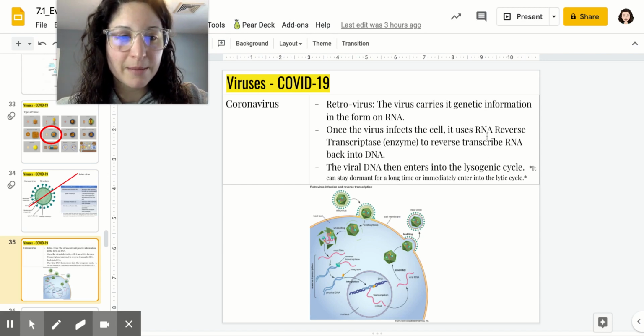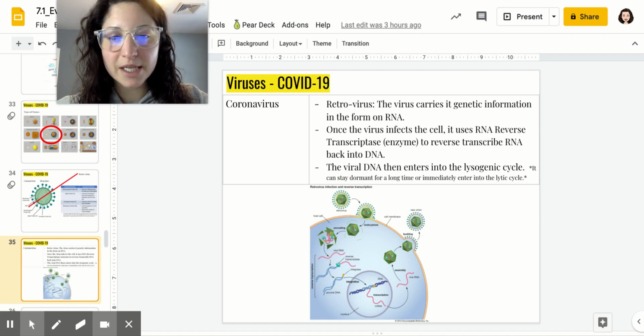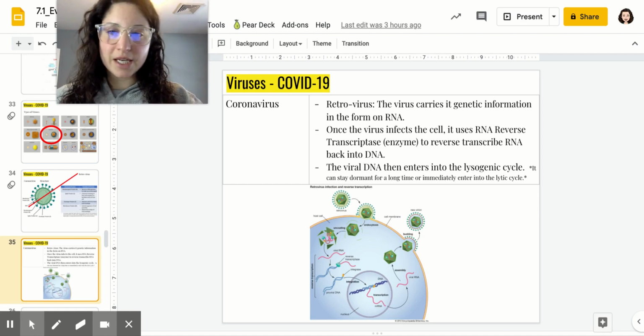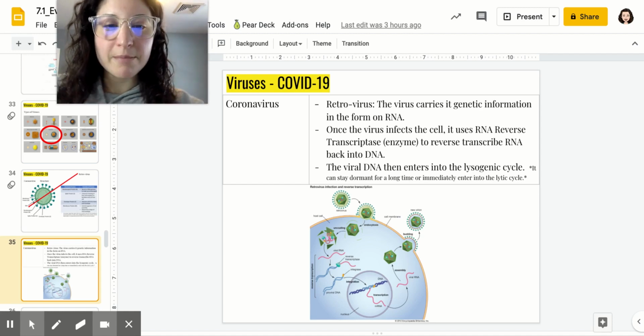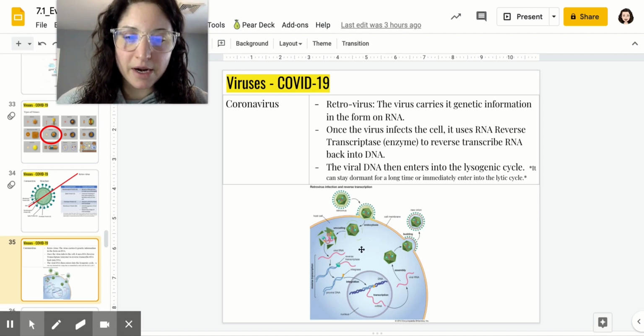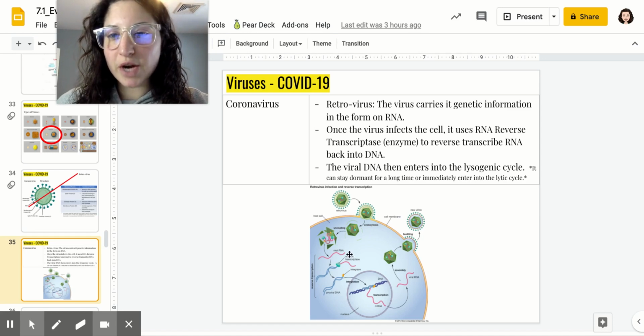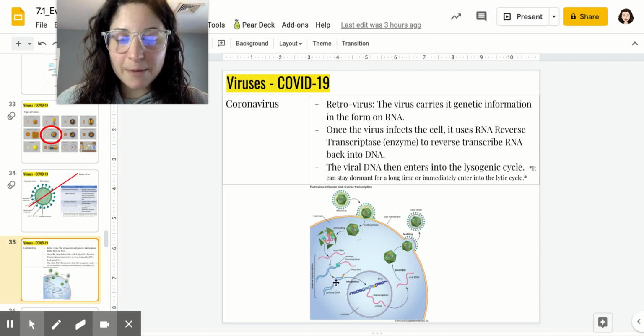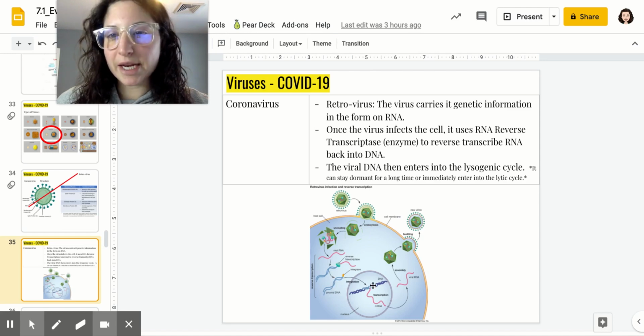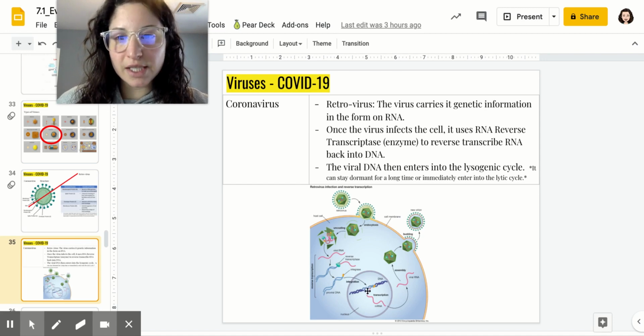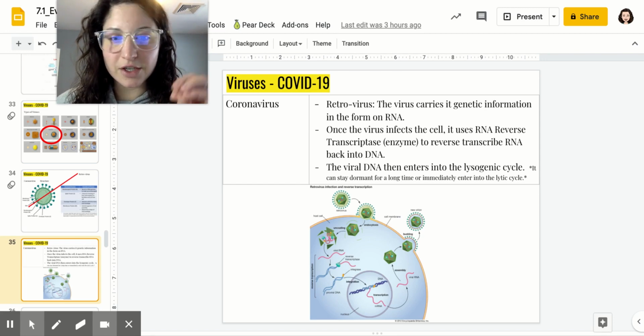So there is an enzyme, RNA reverse transcriptase, that is inside of that capsid. It is another protein. Enzymes are a type of protein. And basically, it will take the mRNA and reverse transcribe it into DNA. So once we have that DNA, that viral DNA can integrate itself or combine itself into the host DNA and just like hide out there and chill there for as long as it needs to.